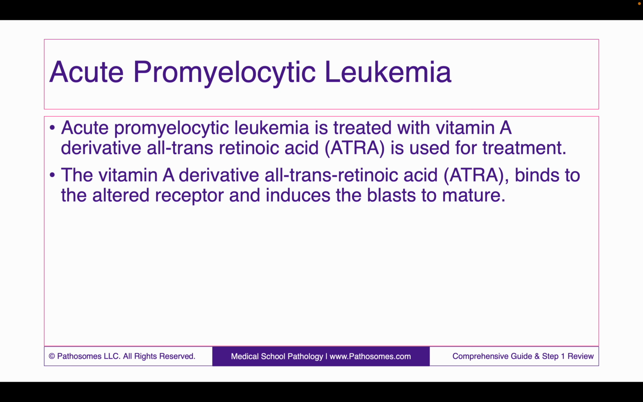Acute promyelocytic leukemia with the Auer rods is treated with vitamin A derivative all-trans retinoic acid. That's the treatment. And what it does is promotes the maturation of all those abnormal blasts with the Auer rods so that they differentiate, move from promyelocytes all the way down to neutrophils, and they come out in the system and properly stave off infections, right? That's what we want. The vitamin A derivative all-trans retinoic acid binds to the altered receptor and induces the blasts to mature into neutrophils.